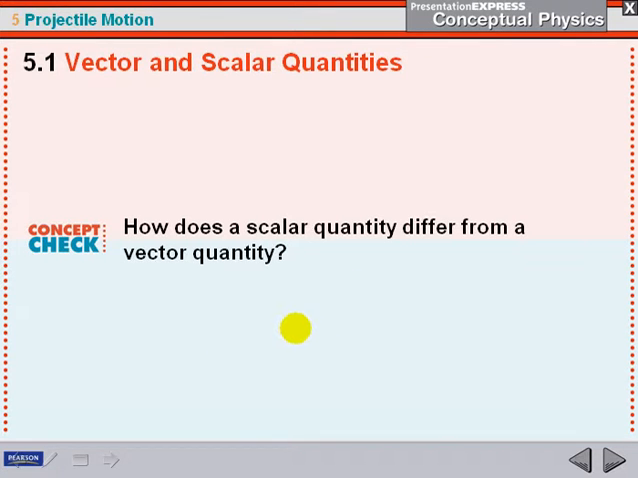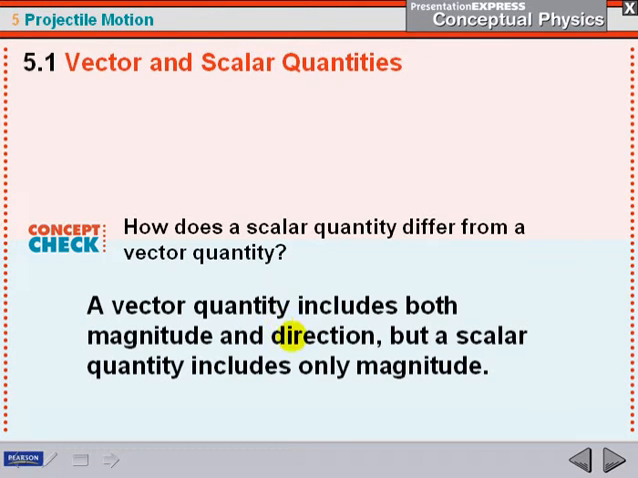So how does a scalar quantity differ from a vector quantity? One word: direction. The vector quantity includes magnitude and direction. Scalar quantity only includes magnitude.